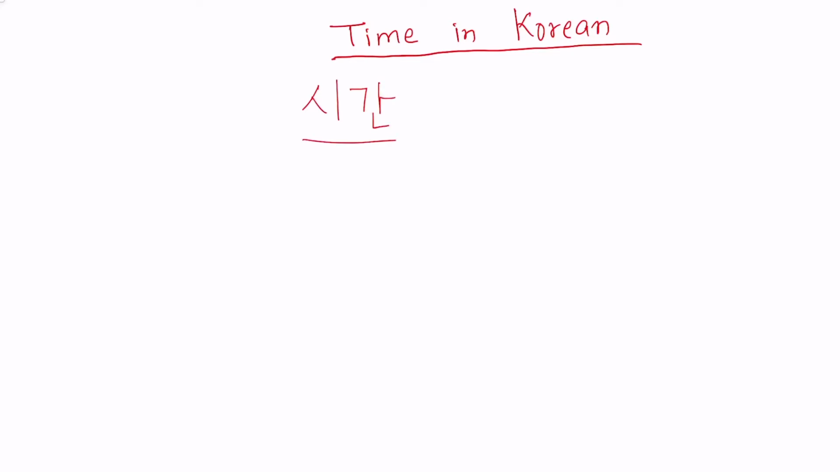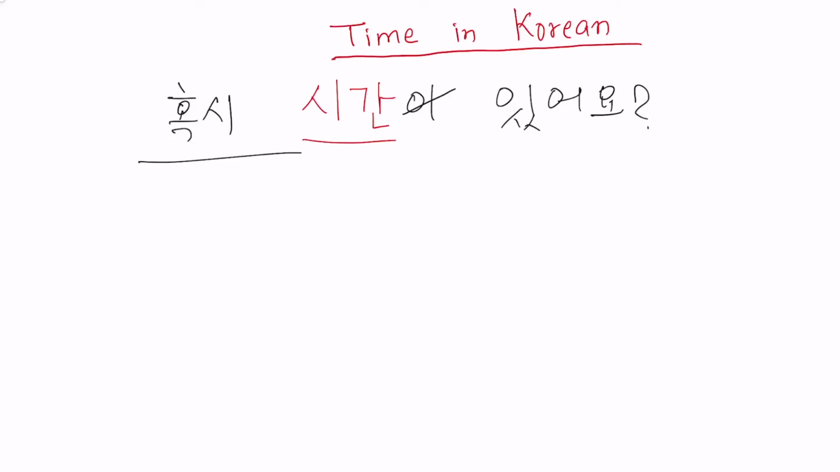Shigan. So if you want to ask someone, do you have time? Then how would you ask that? 시간이 있어요? Or sometimes you can just drop the particle and you can say 시간 있어요? Or 혹시 시간 있어요? 혹시 is a word that means like by any chance. By any chance, do you have some time? It makes it a little bit less blunt.